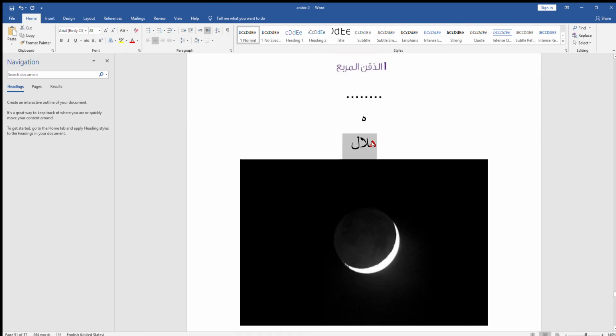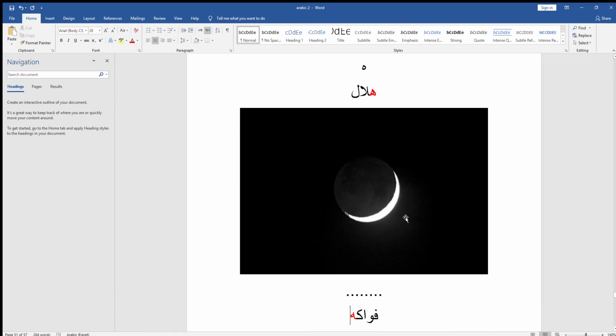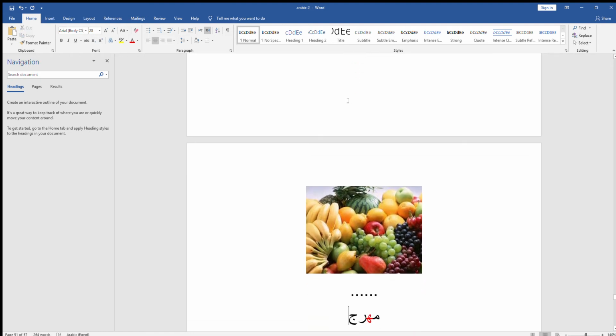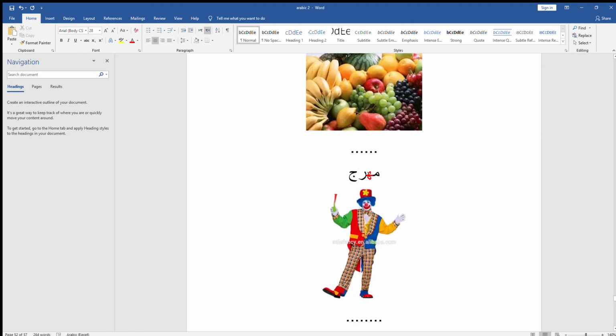ها at the beginning of word like هلال. This is هلال. ها at the end of word like فواكه. Those are فواكه. ها between two letters like مهرج. This is مهرج.